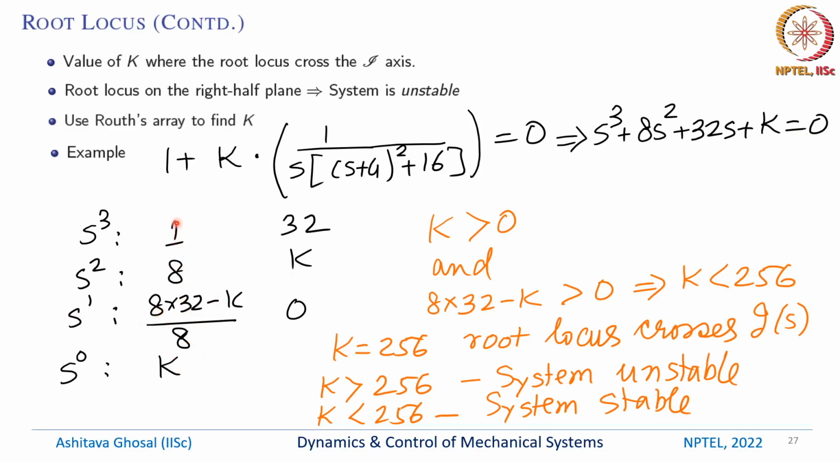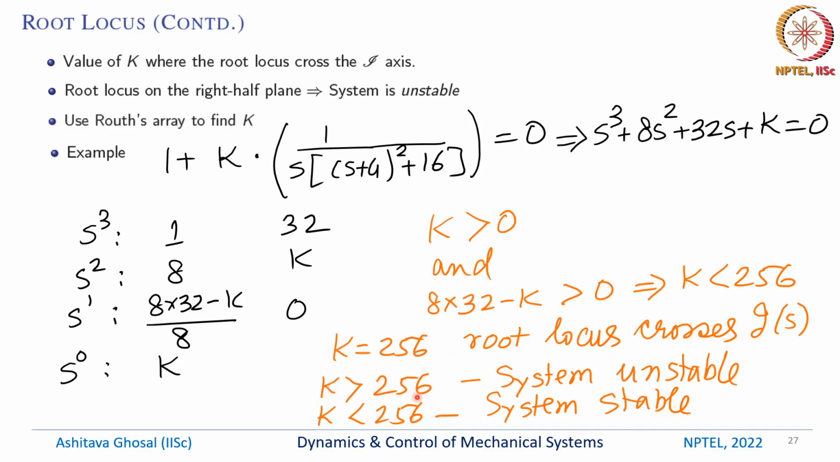So what do we have? First column is 1, 8, and then this is (256 minus k) divided by 8, and this is k. So if there is no change in sign, the system is stable. So when will there be no change in sign? First k must be greater than 0, and then 8 into (32 minus k) should also be greater than 0, which basically means k should be less than 256. So at k equals 256, the root locus crosses the imaginary axis.